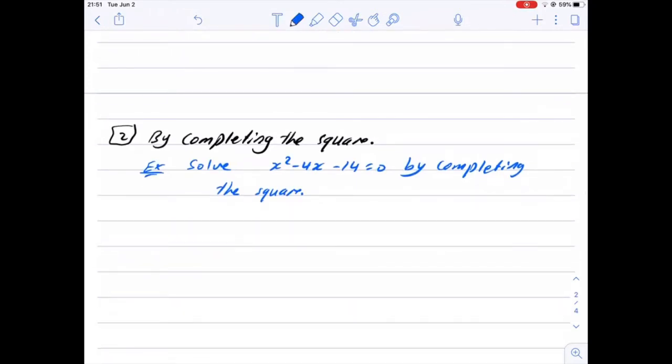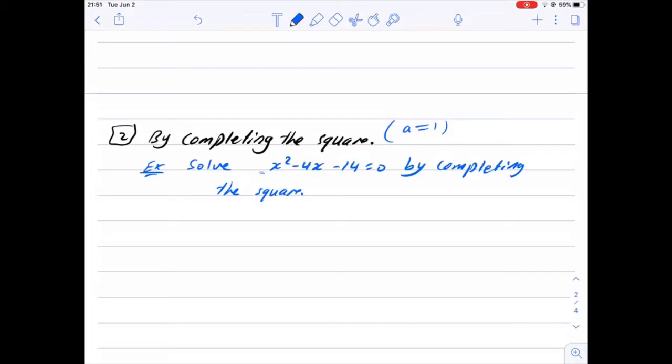Now the first step is to look at the coefficient of x squared. The coefficient of x squared must be equal to 1. I mean a should be equal to 1. If it's not equal to 1, then we need to make it equal to 1, as we will see from the next example. But for this example, a is equal to 1. The coefficient of x squared is 1.